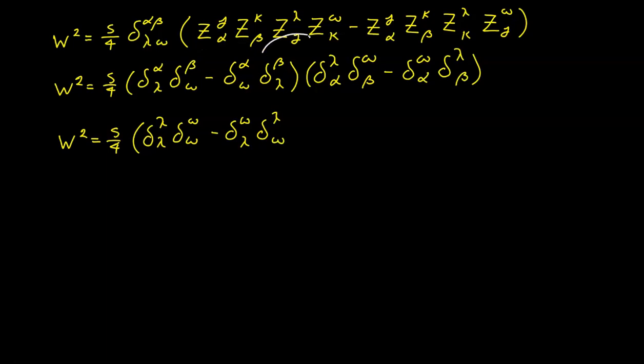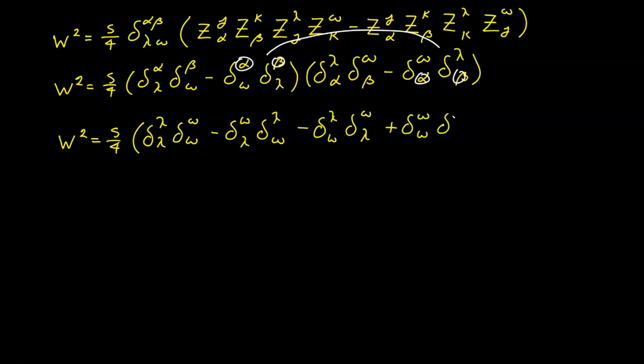All right, when we multiply these two terms together, the alpha index is absorbed here, the beta index is absorbed there, and that gives us a minus delta lambda omega delta omega lambda. And finally, as we multiply this term by this one, it'll be a positive term, and alpha is absorbed here, beta is absorbed there. That gives us a positive delta omega omega and delta lambda lambda.